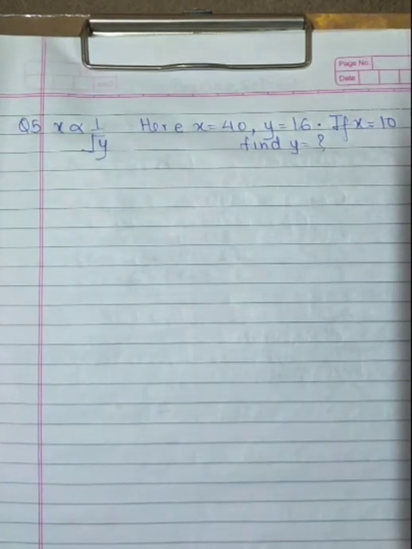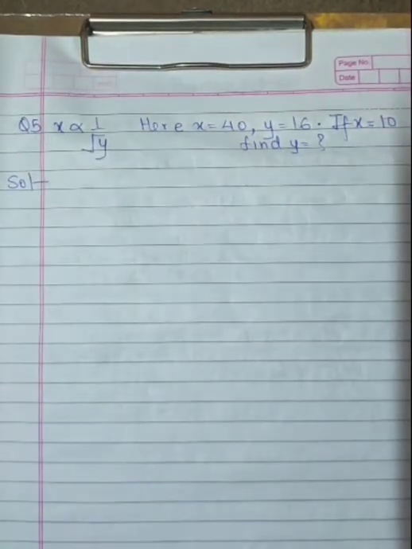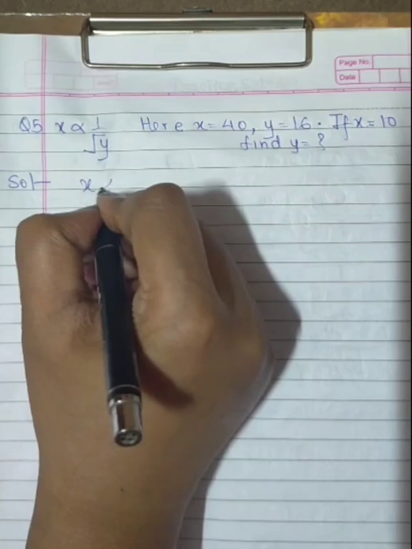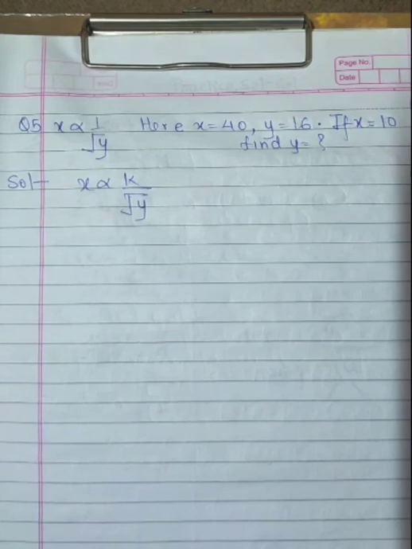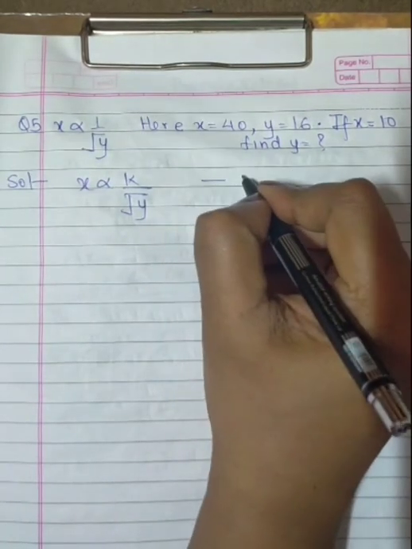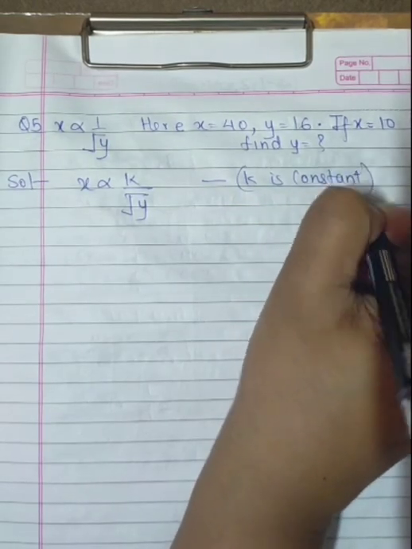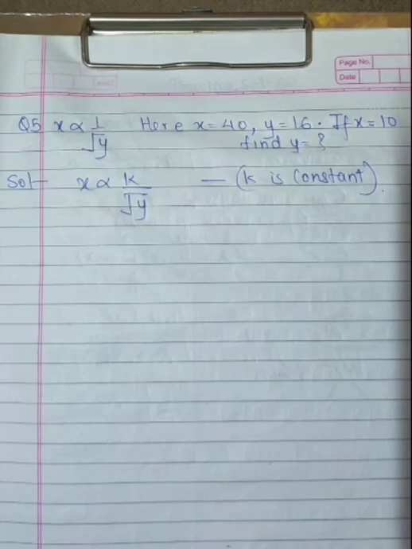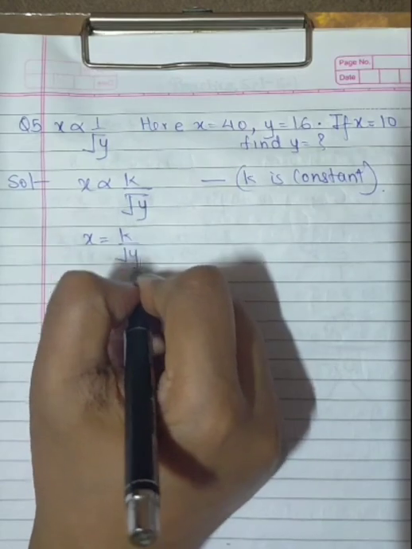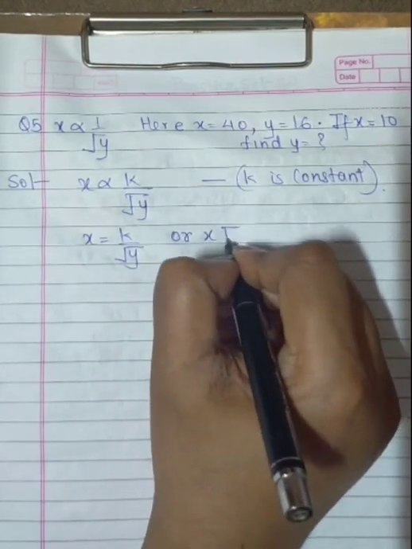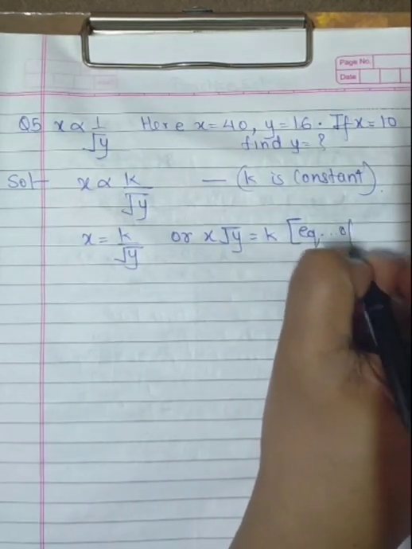Here we are going to do the solution. So x ∝ k/√y, directly I am writing the equation, where k is a constant. So the equation is x = k/√y, or x√y = k. Both are the equation of variation.